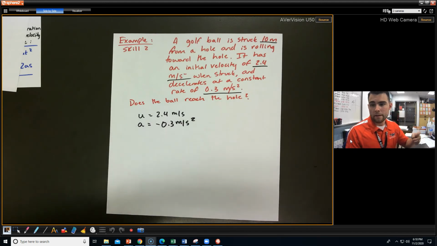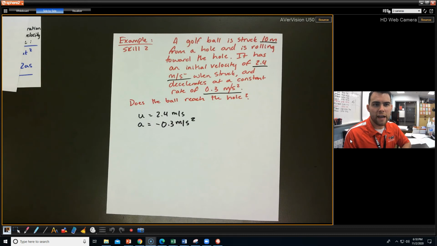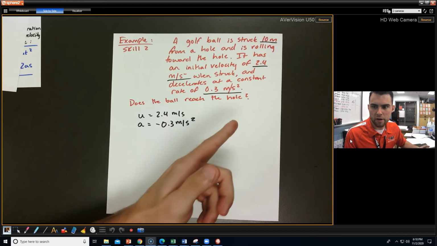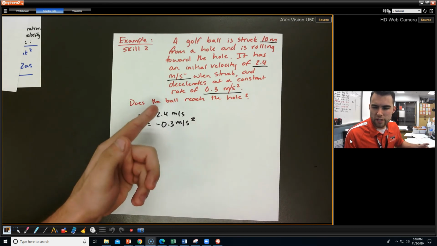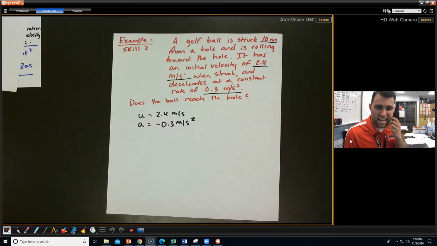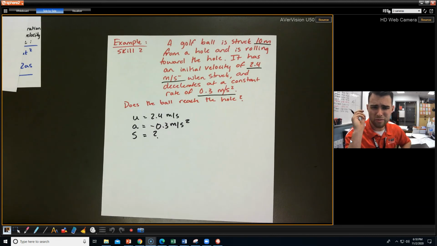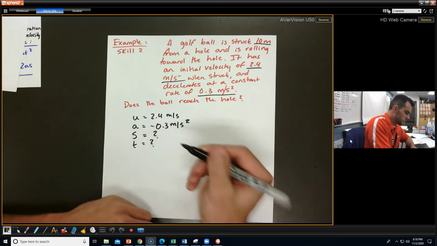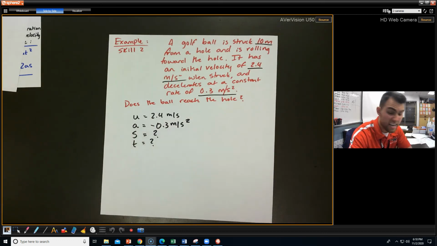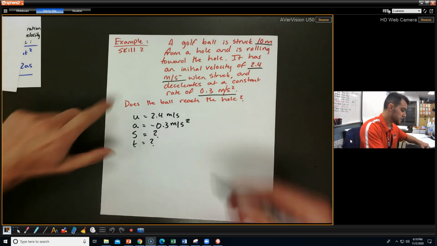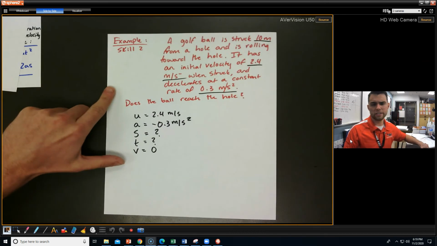As I read that, 'does the ball reach the hole' is a fancy way of asking what its distance traveled is. Because if it travels 10 meters, then it's probably reached the hole, right? But if it doesn't travel 10 meters, then it's not going to reach the hole. So we actually don't know what the displacement of the ball is, because that's what we're looking for. We also don't know the time, right? We don't know the time at all that this ball's been rolling. We do know the final velocity. Eventually it's got to stop rolling, so that's useful. Just write it down for right now, see what we know.